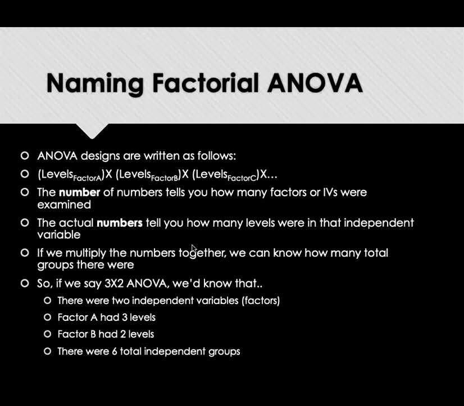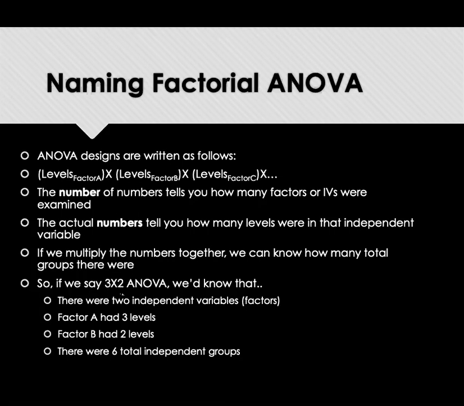So I'm going to skip down to this example. If, let's say, we have a 3x2 ANOVA, what do those numbers mean? Because there are 2 numbers, right? There's a 3 and a 2. We know that there are 2 independent variables because the number of numbers tells you how many factors or IVs are examined. So here we've got 2 different numbers, a 3 and a 2.